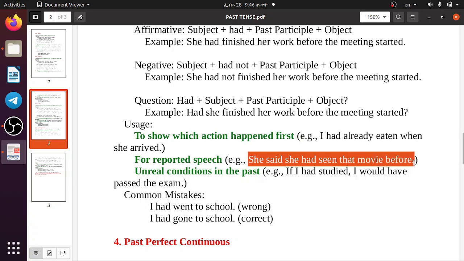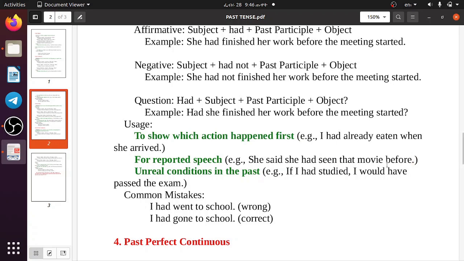The third one, unreal condition in the past. For example, if I had studied, I would have passed the exam. This is an unreal condition in the past.